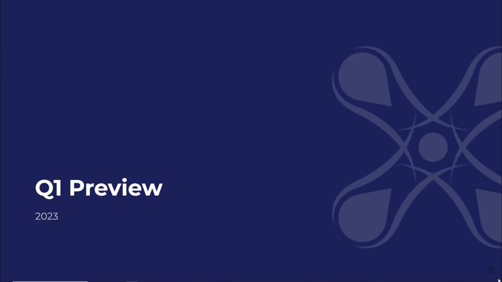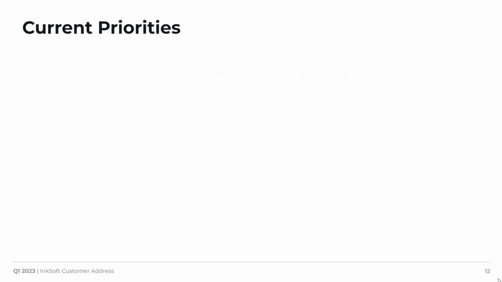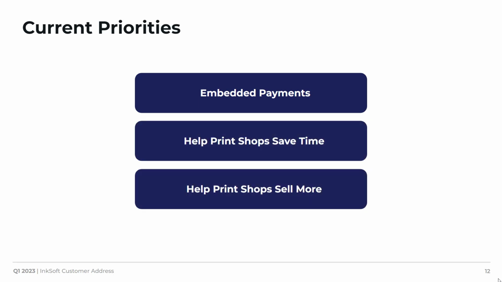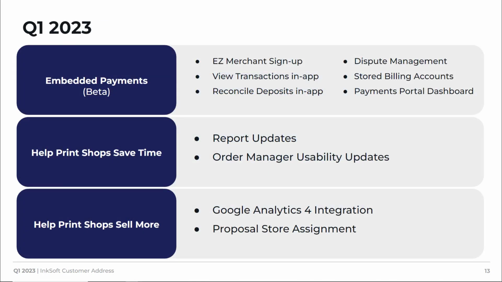Next, I'm going to preview our development for Q1. Our current priorities are embedded payments, help print shops save time, and help print shops sell more. We just launched our beta program for embedded payments. This includes easy merchant sign-up, view transactions in app, reconcile deposits in app, dispute management, stored billing accounts, and a payments portal dashboard. In order to help print shops save time, we're updating reporting as well as order manager usability. In order to help print shops sell more, we're adding integration for Google Analytics 4, and we're adding the ability to connect a store with a proposal so they have the same look and feel.